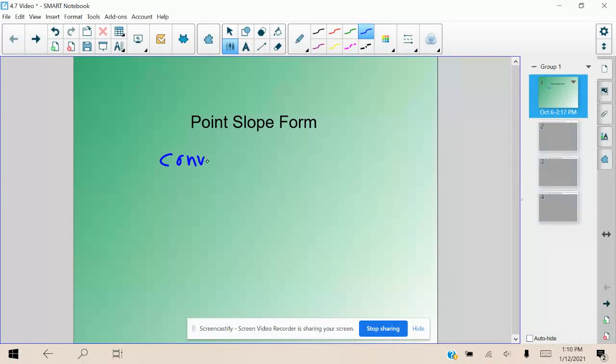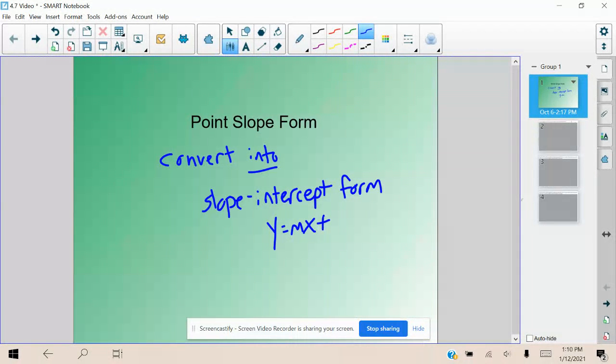So again, it allows us to convert into slope-intercept form, which is y is equal to mx plus b. Mathematicians aren't that creative when it comes to naming different scenarios. So we call it point slope form because we're going to use one point that's on a line and the slope of that line to help us convert into slope-intercept form.